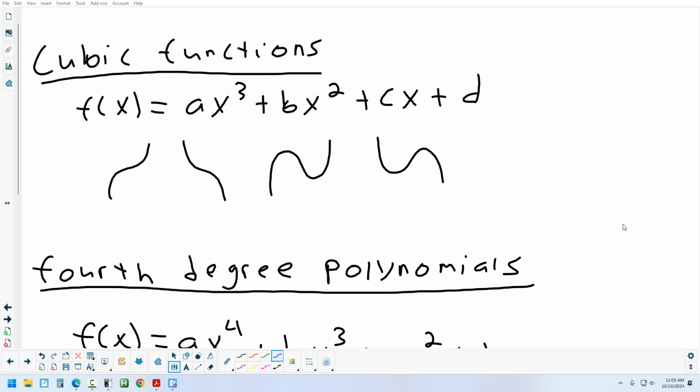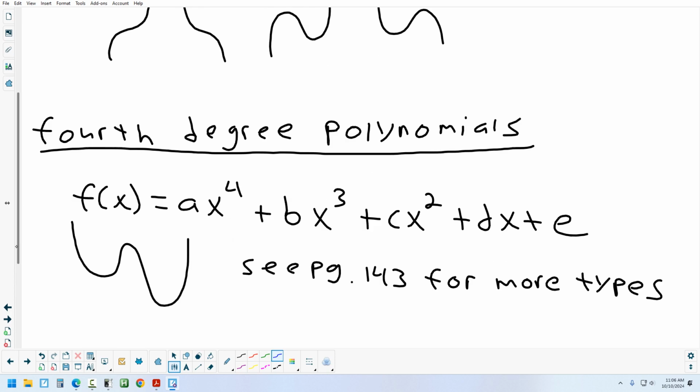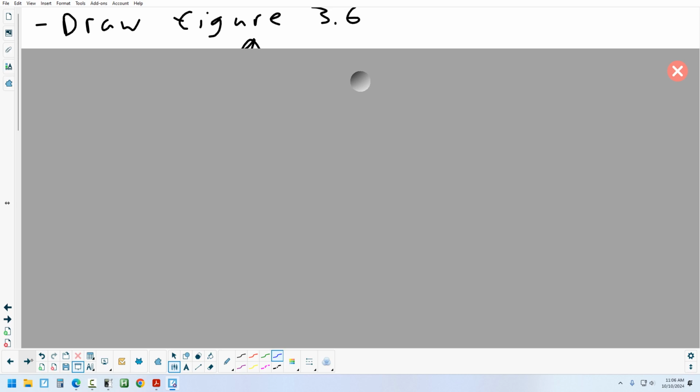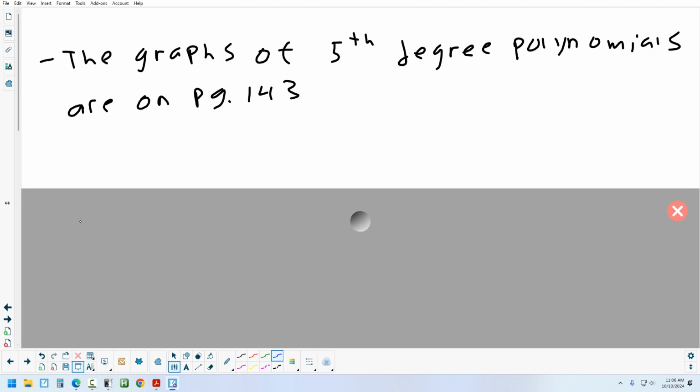All right, so last time we looked at polynomials. We started looking at cubics, and we saw that cubics can cross the x-axis up to 3 times. We looked at 4th degree polynomials, and we saw they could cross up to 4 times. How many times do you think a 5th degree polynomial could cross? At most, it could be 5.